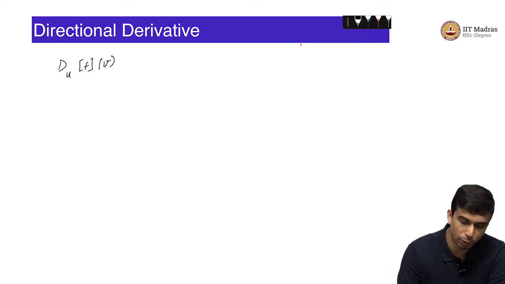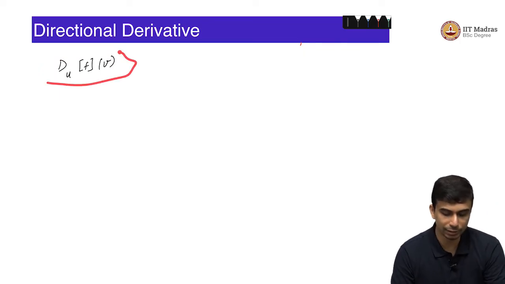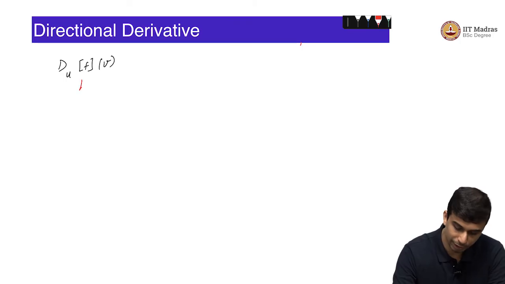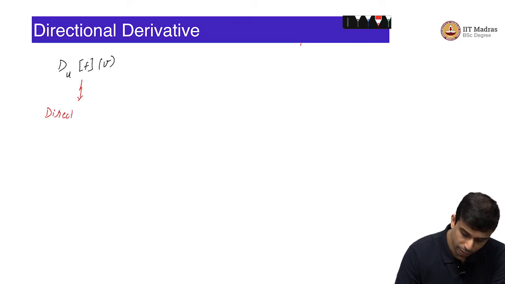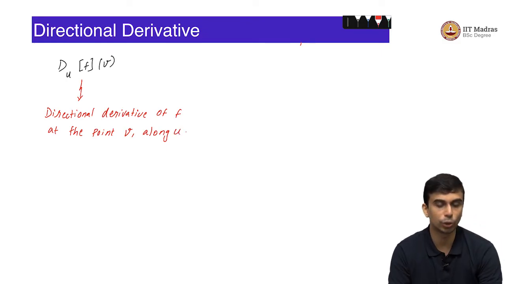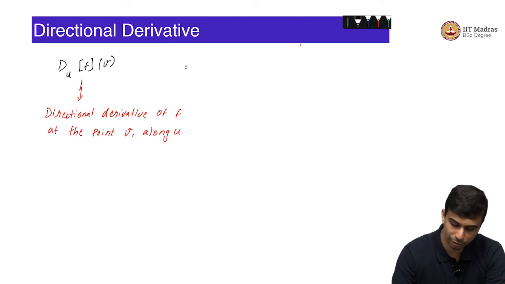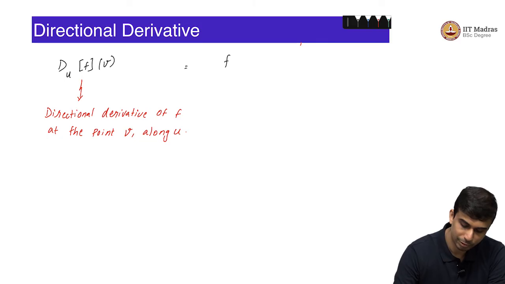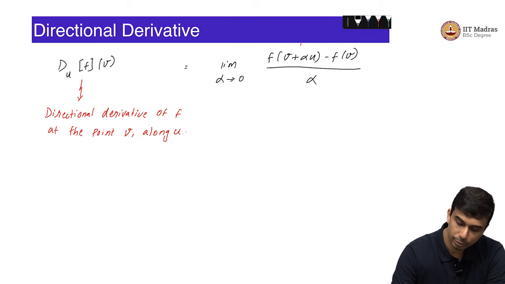So, you have the function f from R^d to R, and u and v are vectors in d-dimensional space, that is, u and v are elements of R^d. So, this is the notation, and I am going to read this as the directional derivative of the function f at the point v along the direction u. This is how you read this statement. What is the definition of this? Well, the definition is the limit as alpha approaches 0 of f of v plus alpha u minus f of v, divided by alpha.